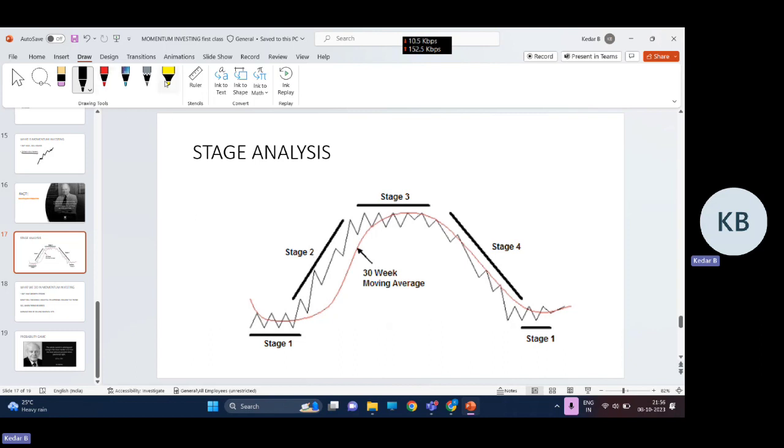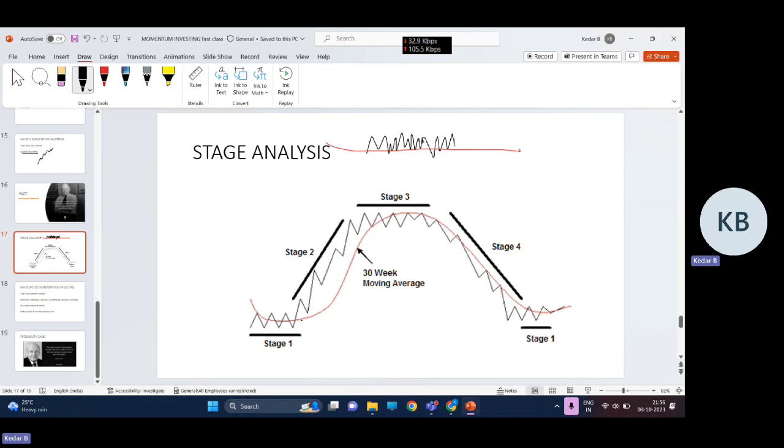It consists of four stages. In stage one, the stock is neither going up nor going down. It is just moving sideways. This is the 30-week moving average, or you can even use a 200 daily moving average. The stock price would just be oscillating around this point. This indicates stage one.